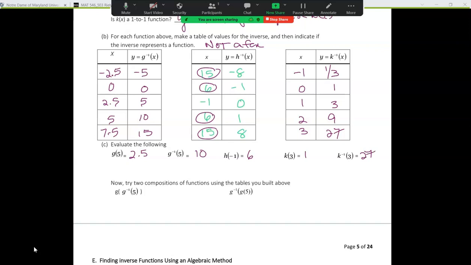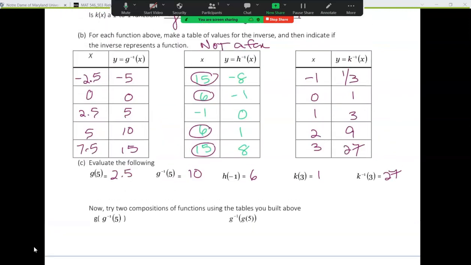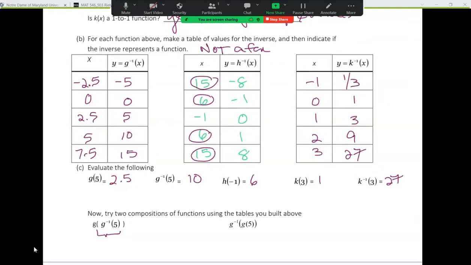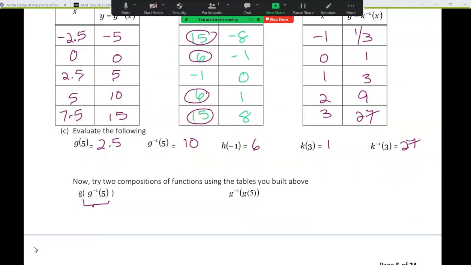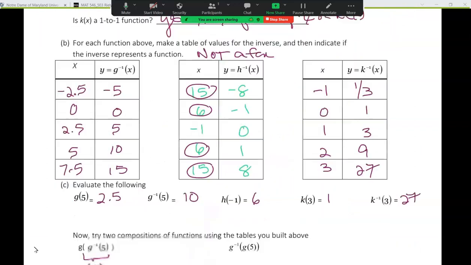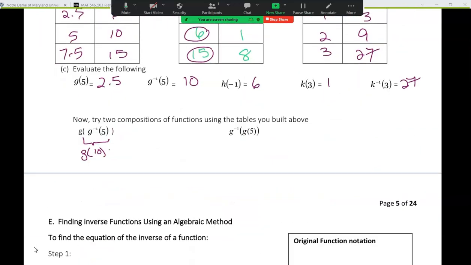Now let's try some compositions. So how do we do that? Well, you're going to work on the inside first. What is g of g to the negative 1 of 5? So here's my g function. When I have a 5 for my x, I get a 10 out. So now I'm looking for g of 10. Come up here. What's g of 10? I should be getting 5 back, and I do.